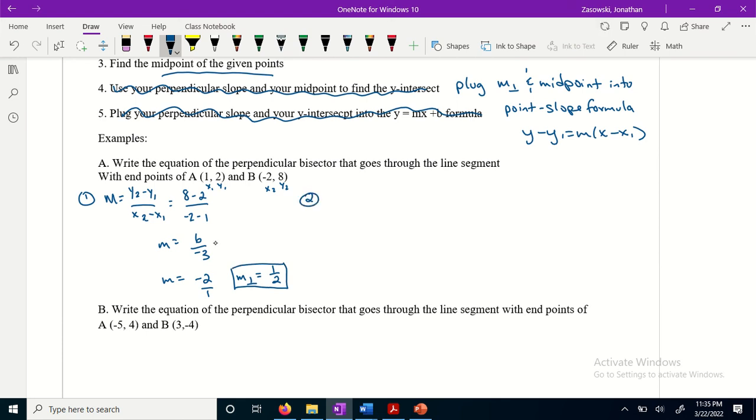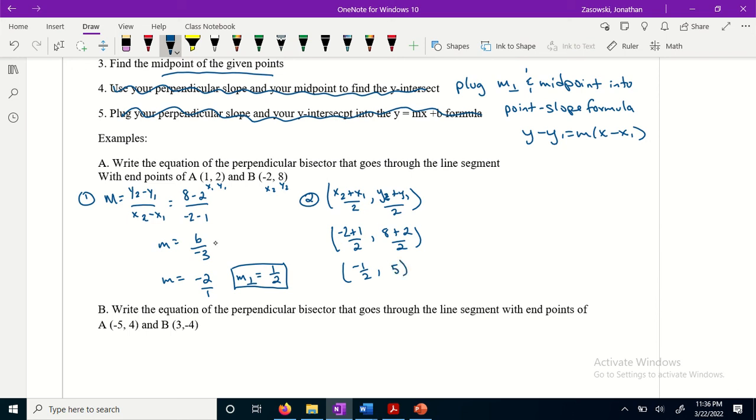Step 2, we're going to find the midpoint. Okay, so remember, midpoint is the average, so add and divide by 2, both the x's and the y's. Add and divide by 2. Okay, let's try it. So x2, the second point x, is negative 2, plus the first x, which is 1, over 2. And then y2 is 8, plus y1, which is 2, and then divided by 2. So this is going to be negative 1 over 2, which is negative 1/2. And this is 10 over 2, which is 5.